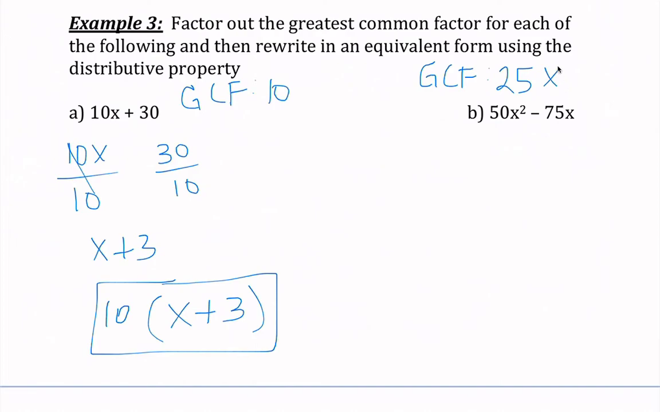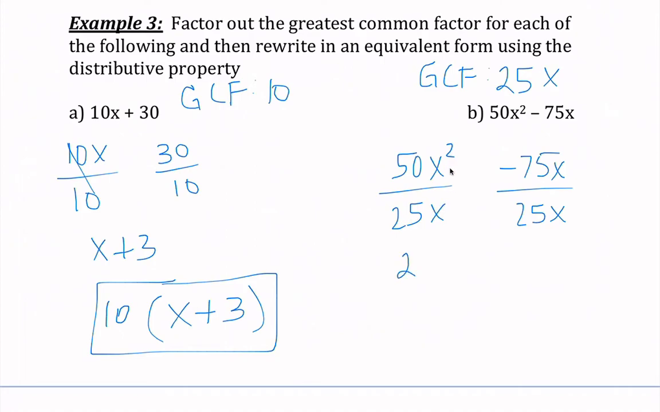So now I need to take each one of these groups and divide by 25x. Negative 75x divided by 25x. Okay, well I know 50 divided by 25 is a 2. I know x squared divided by x to the first is just an x because 2 minus 1 is 1. Negative 75 divided by 25 is a negative 3. The single x on top cancels that single x on bottom. Oops, I don't mean to box that in.